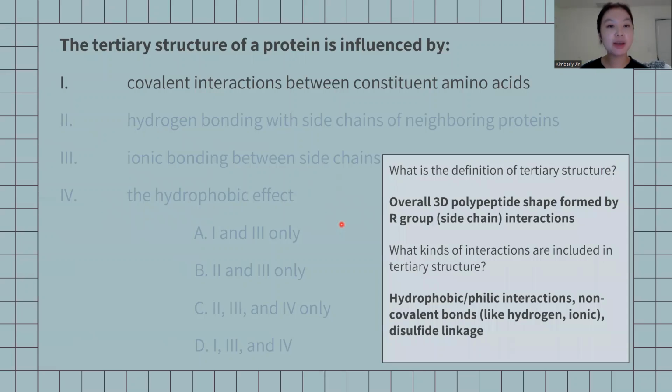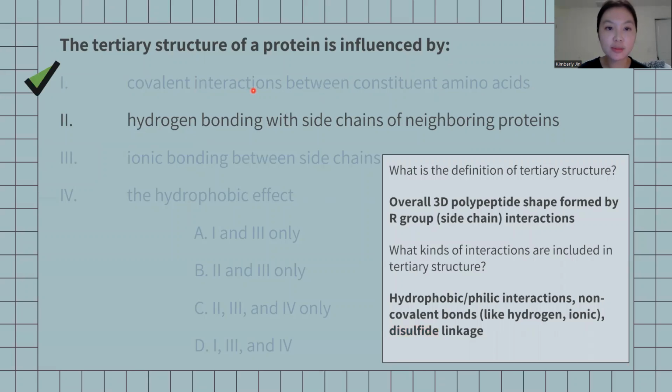So we can go line by line through our answers. The first one says covalent interactions between constituent amino acids. Constituent amino acids are within a polypeptide and could mean the R group interactions, so this passes our first check of tertiary structure. Next, do covalent interactions play a role in tertiary structure? The answer is yes, because disulfide linkages are an example of covalent interaction. So we'd give that option a check and move on to the next one.